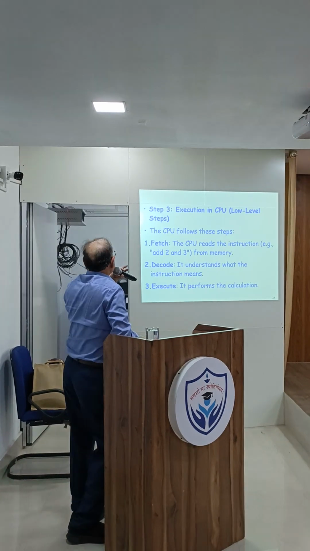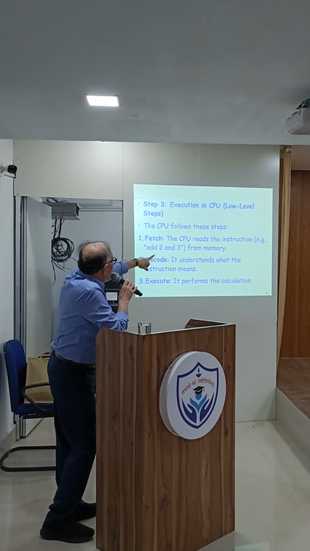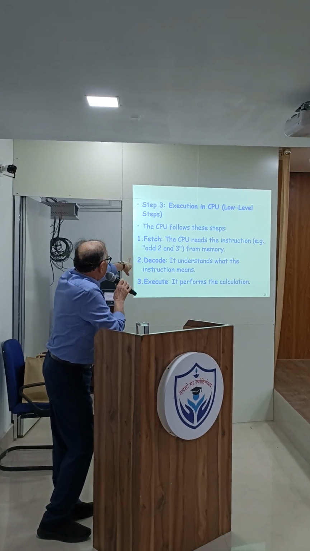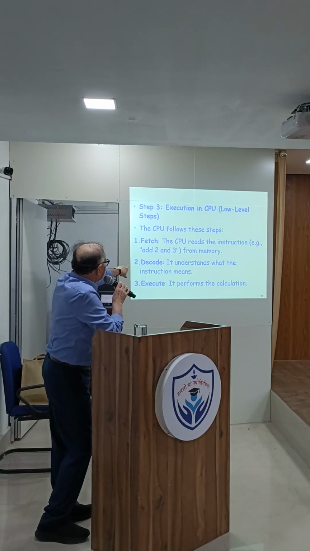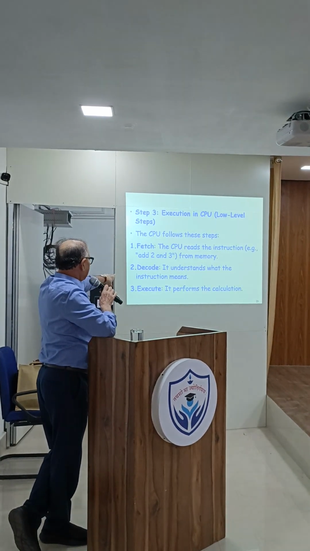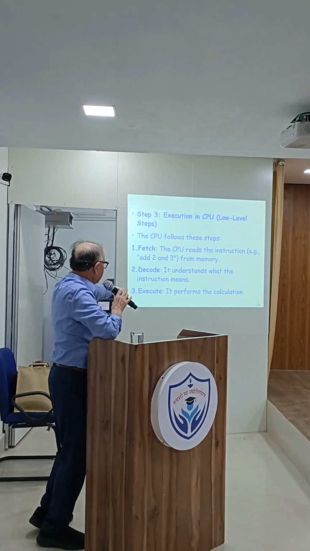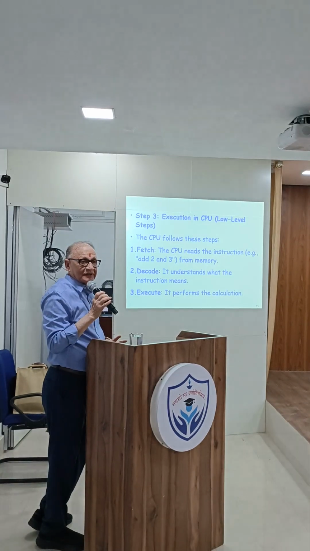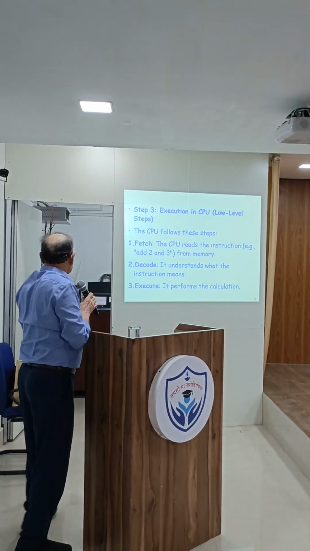Next one. Yes. Then what is that? Then the CPU follows these steps. First, the CPU reads the instruction, which adds 2 and 3, from the memory. So it takes it from the memory, then it decodes it, it understands what the instruction means. Then it executes it, performs the calculation. It performs the calculation in terms of 0 and 1. Next one.